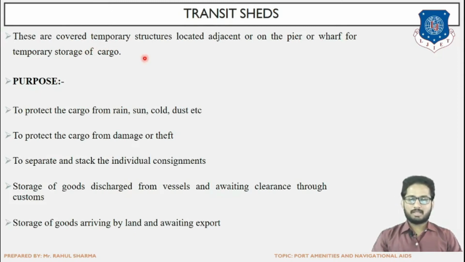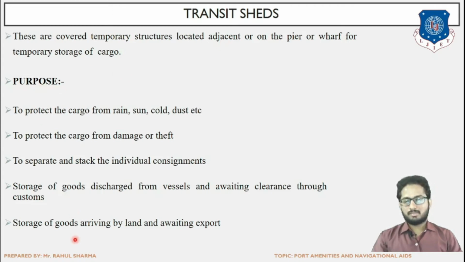So they are covered temporary structures located adjacent or on the pier or wharf for temporary storage of cargo. That is the purpose. Main word is temporary, that is for short duration, and basically they are placed adjacent to the loading, unloading marine terminal facility, that is pier or wharf or quay. The reason for placing them adjacent is that the nearer the transit shed is to the loading, unloading platform, the easier will be the transportation of goods.